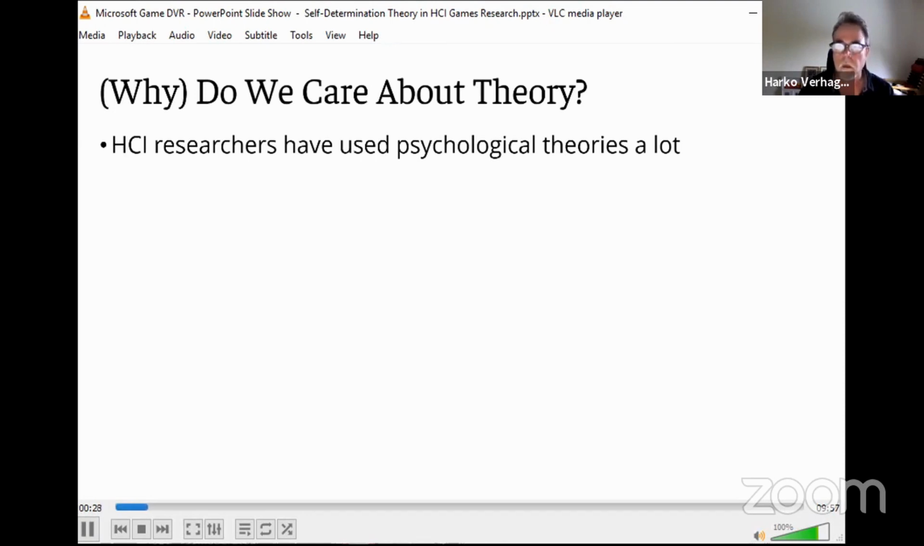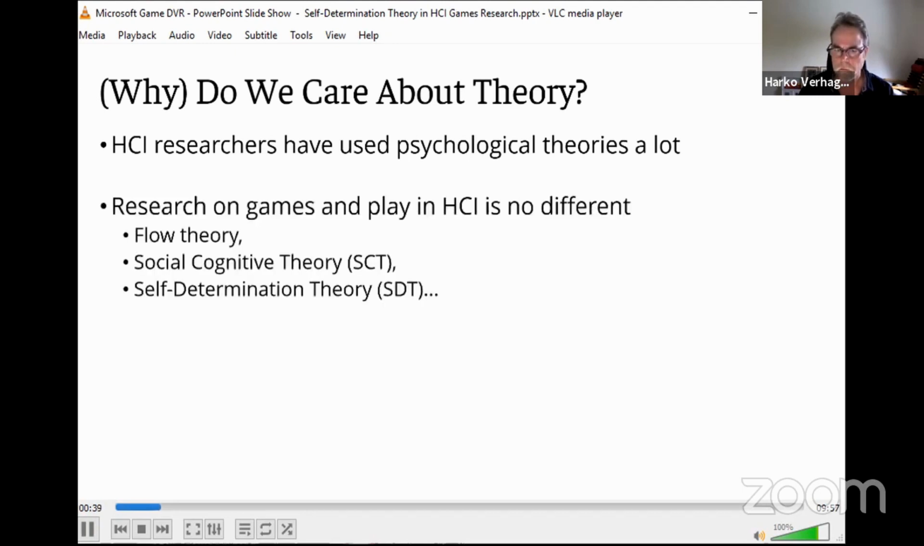Certainly HCI researchers have used a lot of psychological theories quite commonly in the field's history, I guess. And research on games and play is no different. We use theories all the time, like flow theory, social cognitive theory, and self-determination theory. Obviously, the third one is the one I'm going to talk about today.